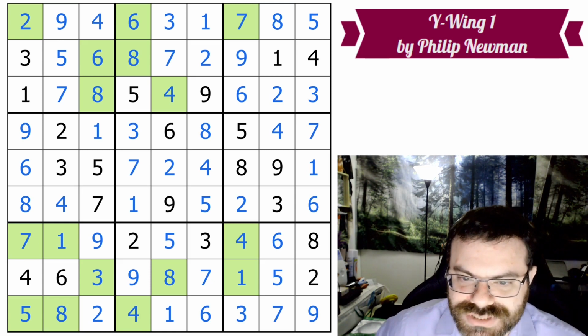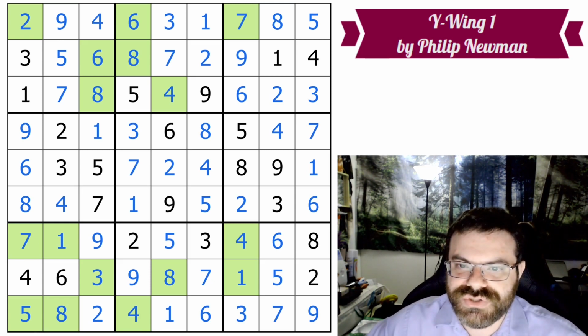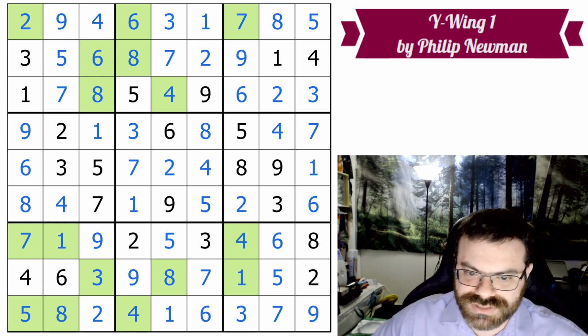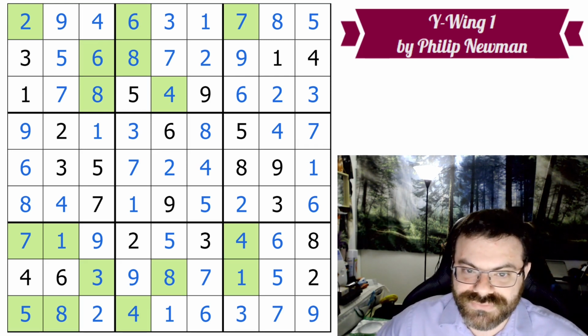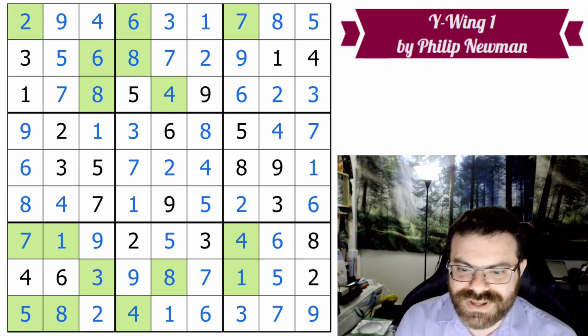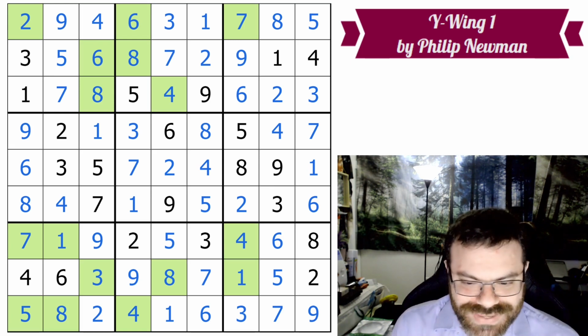So I hope this was illuminating in how you can use the Y-Wing to solve these difficult puzzles. I'm providing a lot of them, so you'll get a lot of practice. So hopefully you'll get better at spotting them than I have been here.